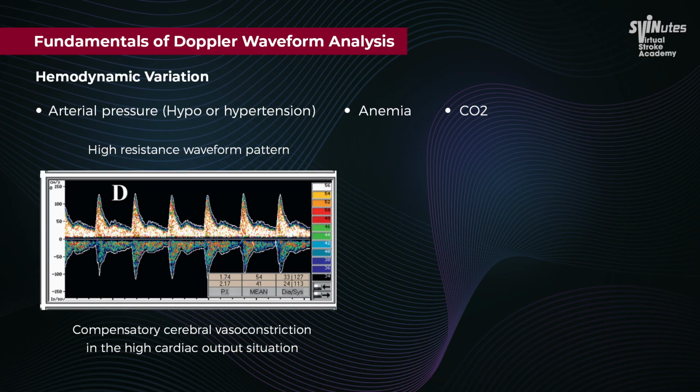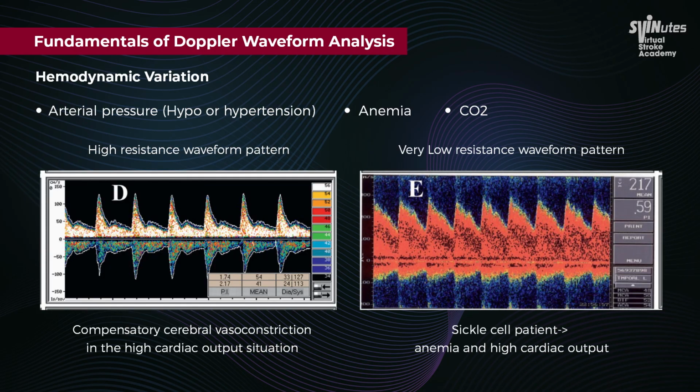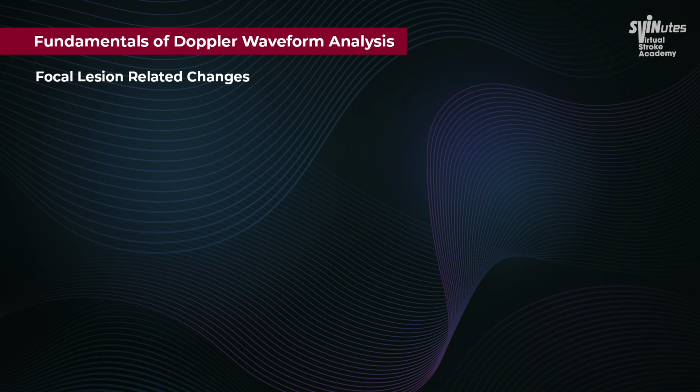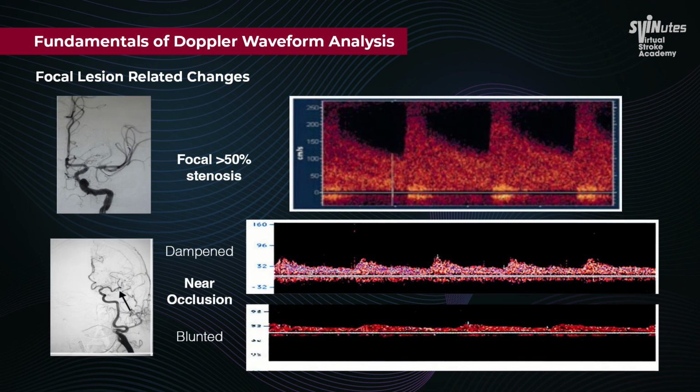On the other end is the example of a very low resistance waveform pattern in a patient with sickle cell disease, where due to anemia and lower concentration of hemoglobin, there is a higher need of blood flow, and in addition to that, due to high cardiac output, there is a low resistance waveform pattern with or without focal pathology due to sickle cell. Focal lesions such as stenosis or occlusion can cause a different spectrum of waveform changes depending on the segment of insonation and spectrum of the disease.